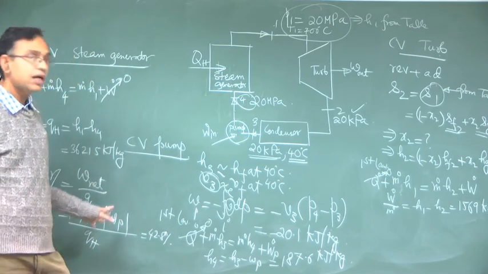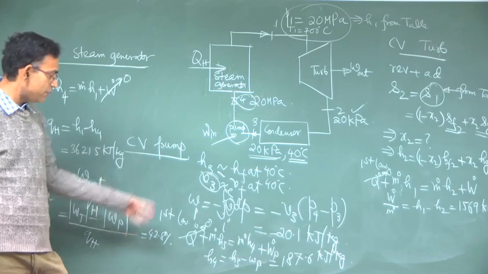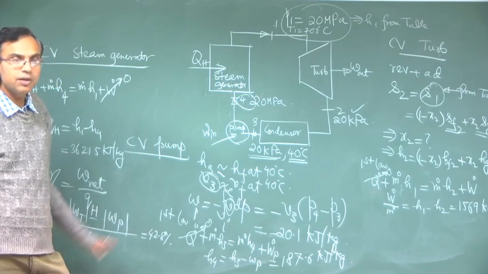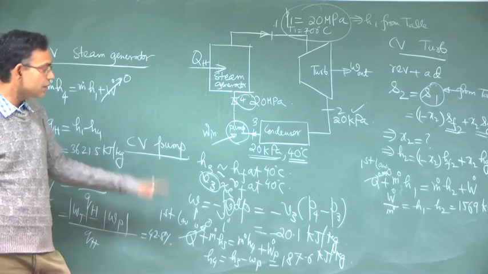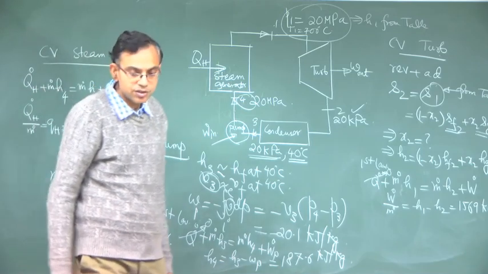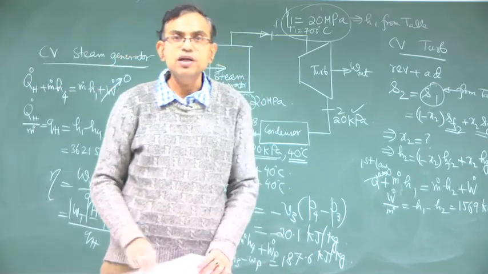So, you get an idea. This is a very practical problem. Typical efficiency of thermal power plants will be around 40% thermal efficiency, and this is what you get from the numerical data here. Thank you very much. We will continue with more problem solving in the next lecture.